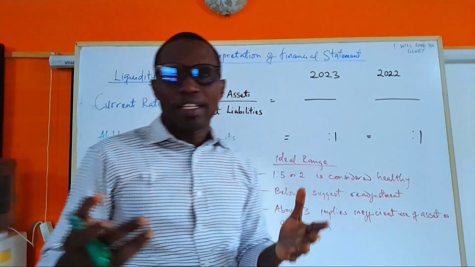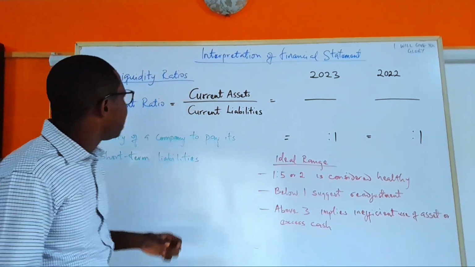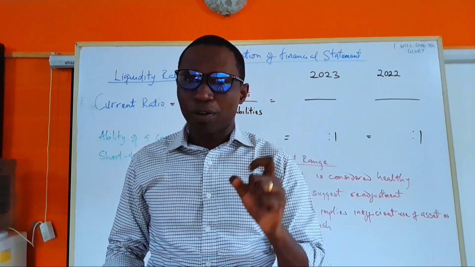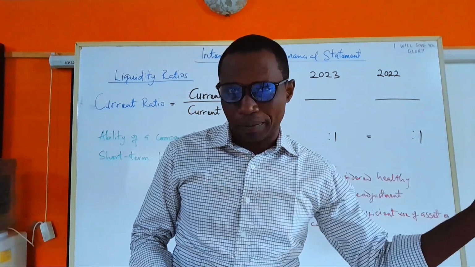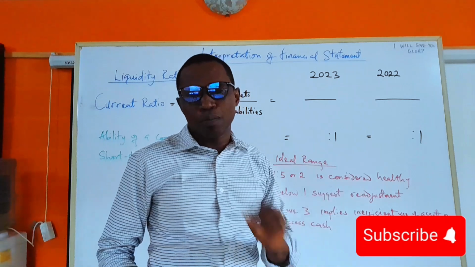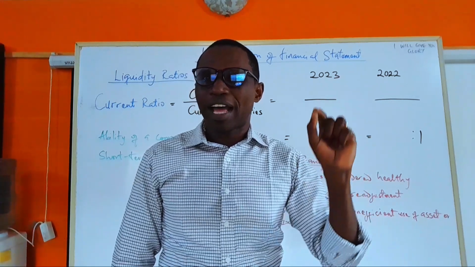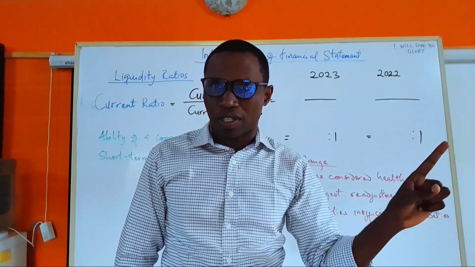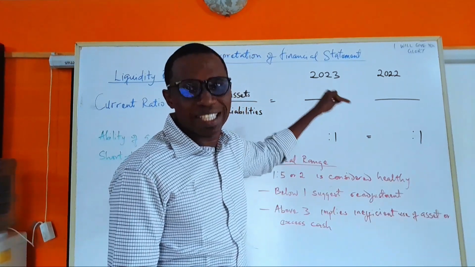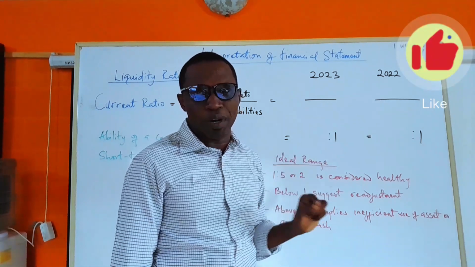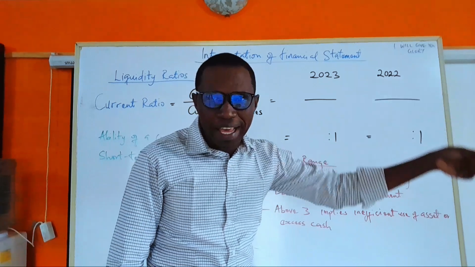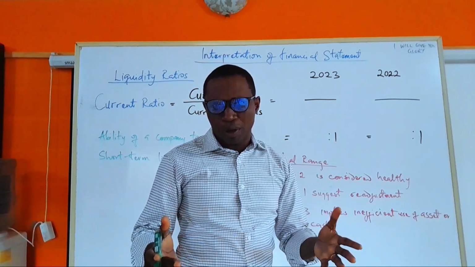So what is the formula? The formula of current ratio is current assets over current liability, because the answer we are going to get is going to give us a ratio to 1. What is the meaning of this ratio to 1? It simply means, for every dollar that Apple Computer owes to its creditors, what is the ratio of its current assets to meet that obligation? I hope you understand what I'm saying.